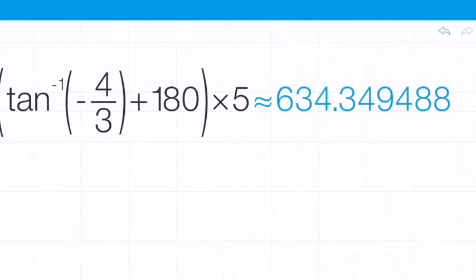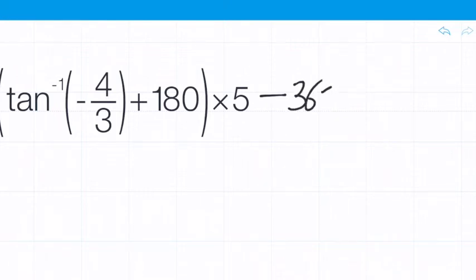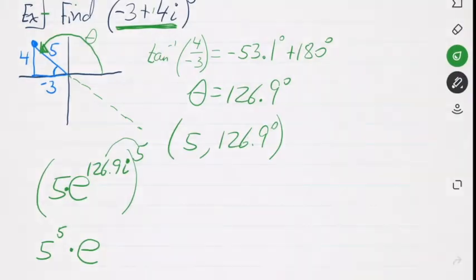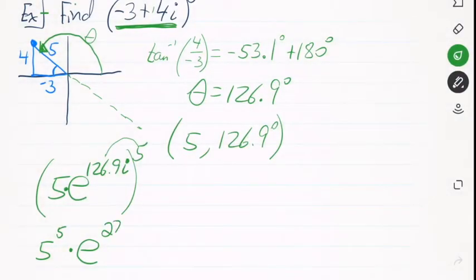So 634. Now remember, this is an angle. So what we're going to do is make it a little bit smaller. So I'm going to subtract 360. That's legal because it's a coterminal angle. And once it gets less than 360, that's the angle I want to use. So 274.3 degrees i.